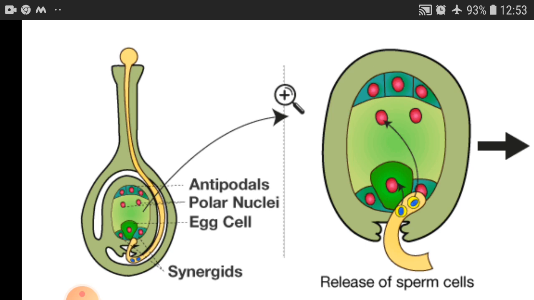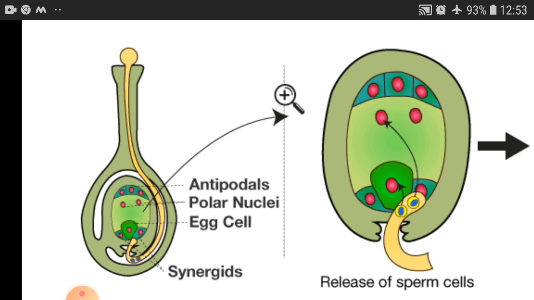Okay. Now when it reaches the ovary, what happens here? Now comes the next step, that is its entry inside. It can be through different places. Mostly what we see is entry through the micropylar end. This is known as porogamy. Sometimes it can be through the chalazal end. Then it is known as chalazogamy.